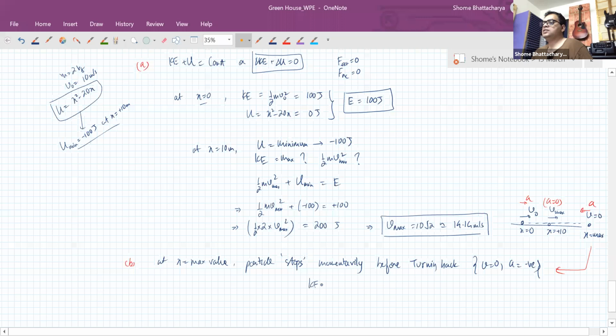So at this point over here, kinetic energy is 0. Potential energy is x square minus 20x at x equal to whatever the maximum value. And the sum of kinetic energy plus potential energy is E, where we've just seen that the total energy is 100 joules. So from this we will solve for x, and that will give us the maximum displacement position.